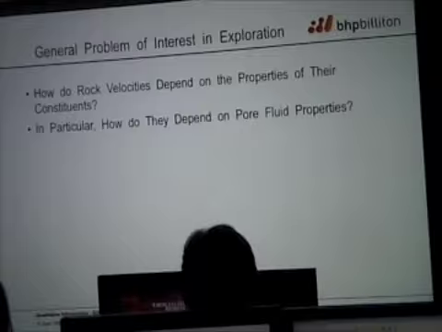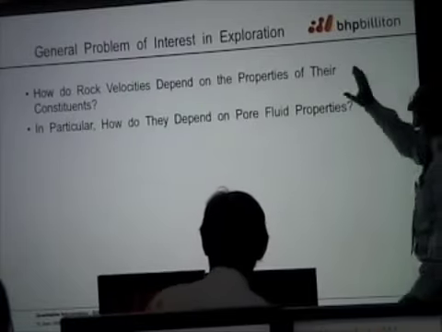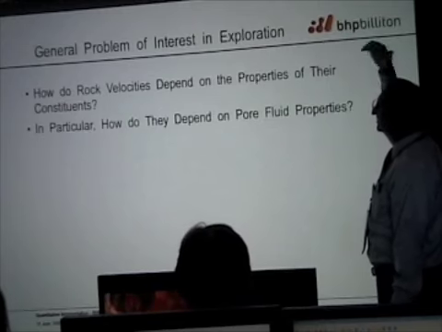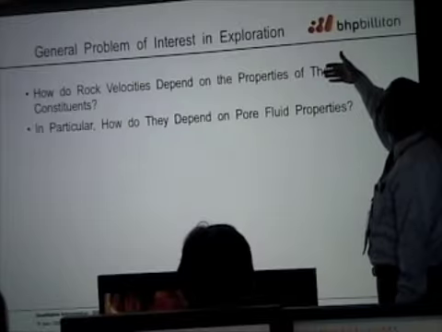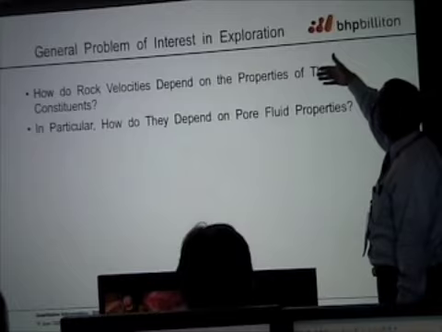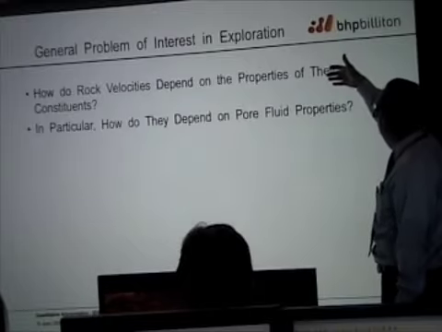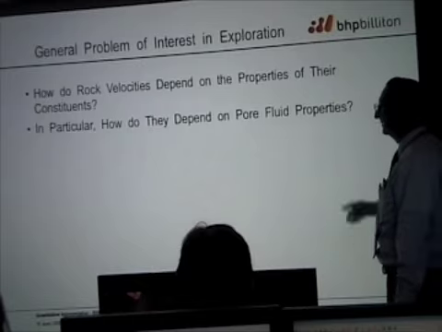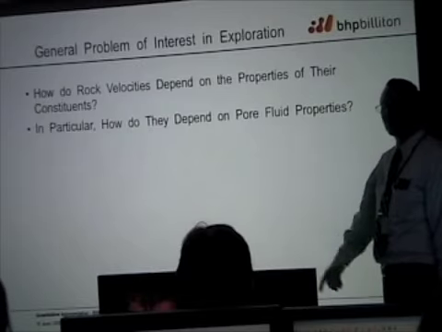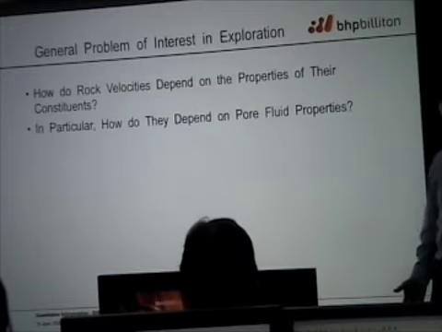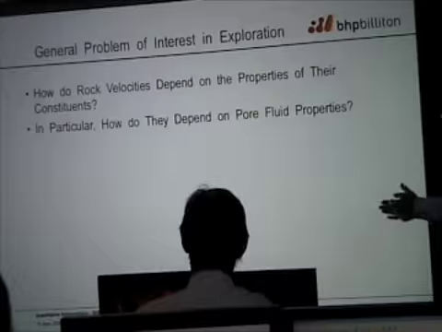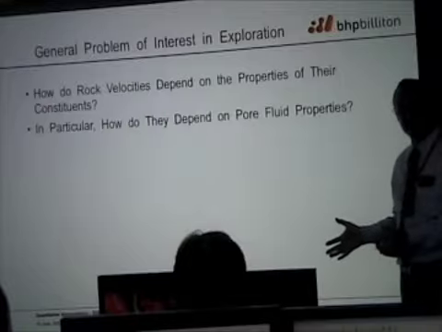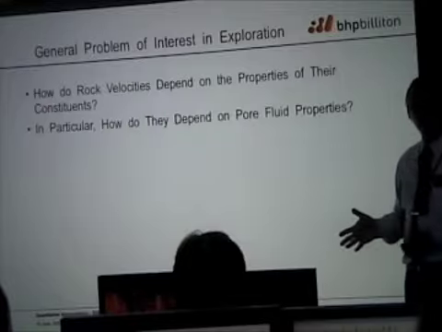This is a sort of a biggie. This is the real general problem of interest in exploration. We want to look at those porous rocks, the reservoir rocks. How do rock velocities depend on the properties of constituents? Well, we talked about what they are. What we're really interested in for hydrocarbon exploration is, in particular, how do they depend on the pore fluid properties? That's what we really want to know. We'd like it to be the case that velocities in the porous rock depend a lot on what kind of pore fluid you have, in a way that we can determine.